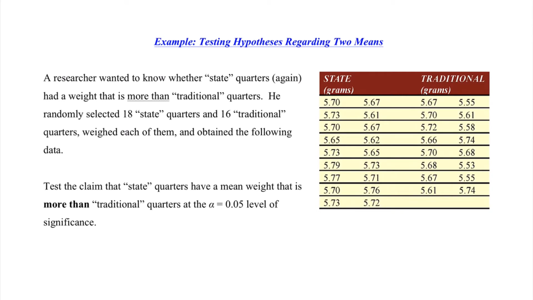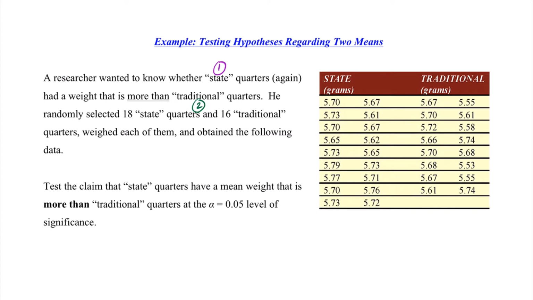We're asked to test the claim that state quarters have a mean weight that is more than traditional quarters, at the alpha equal to 0.05 level of significance. Well, first things first, we know we have two samples here as opposed to just one sample because we're comparing state quarters to traditional quarters. We're not comparing the weight of these quarters to some fixed value, which would be a one population test. So we then have to decide what we want to call sample 1 and sample 2. Well, we'll call the state quarters sample 1, since they gave us that first, and that would mean our traditional quarters would be our sample number 2.